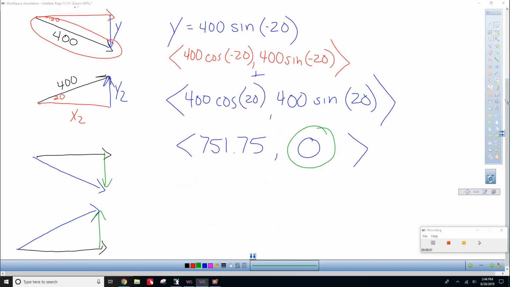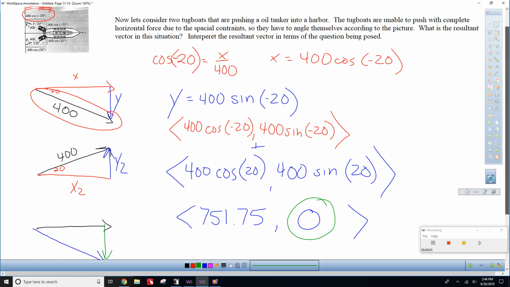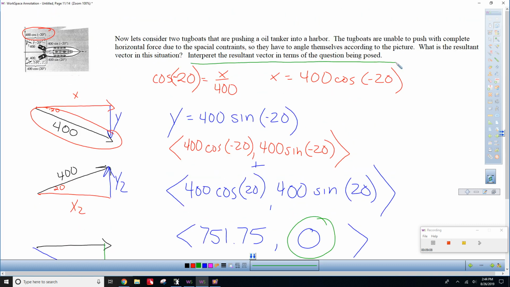So, what did we learn? The tugboats are pushing, because it's the answer to the question, I'm not going to write it out, interpret the resultant vector.